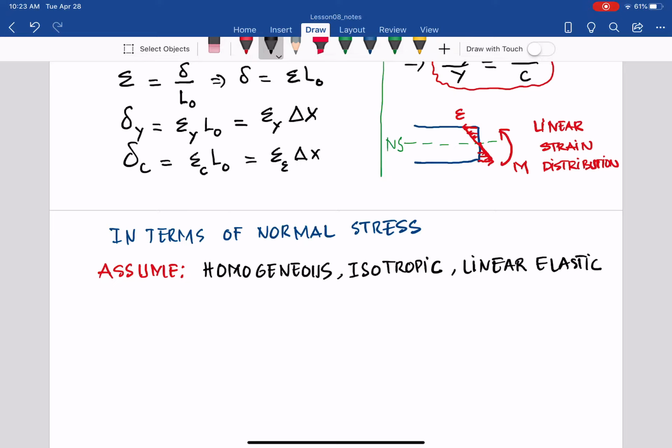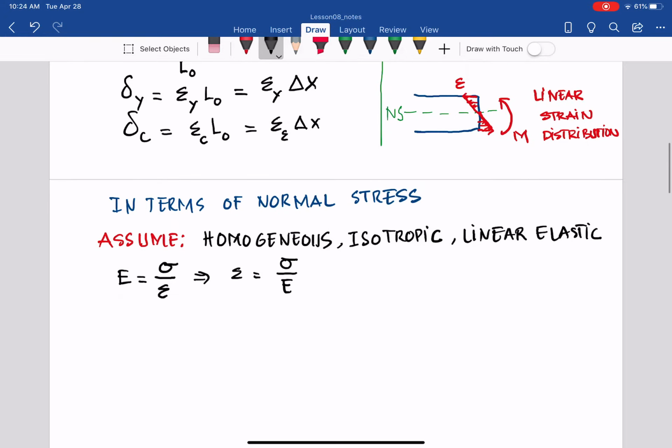So what do we have? If it's linear elastic, homogeneous, and isotropic, I have the Young's modulus, or modulus of elasticity, equal to sigma over epsilon. And from that, I have epsilon equal to sigma over the modulus of elasticity. So with that same equation, we can apply it for epsilon at position y, equal to sigma, the normal stress at position y in the fiber, divided by E.